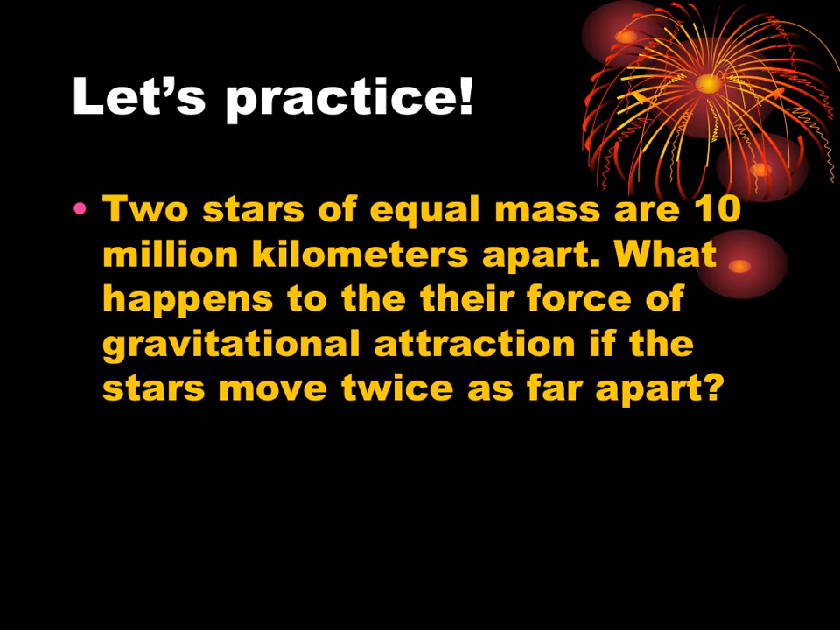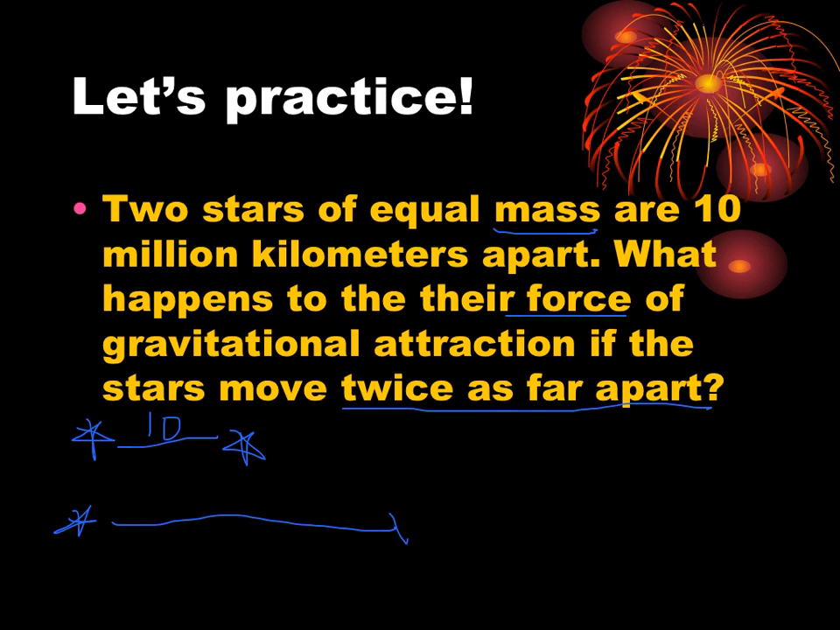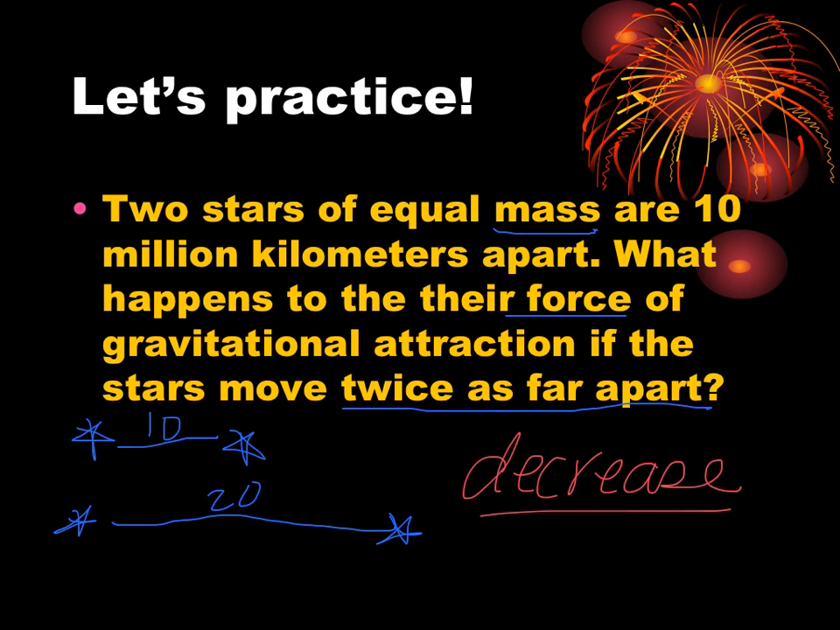Couple practice problems here before we get to our summary. Two stars of equal mass are 10 million kilometers apart. What happens to their force of gravity if the stars move twice as far apart? So we have two stars with equal mass 10 million kilometers apart, and then what will happen to the gravitational force if their distance doubles? So now I'm 20 million kilometers apart. Okay, we know that the gravitational force will decrease. The further apart the objects are, the lower the gravitational force.